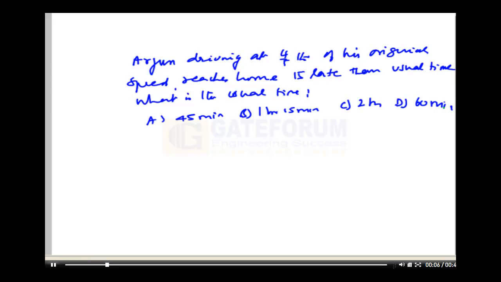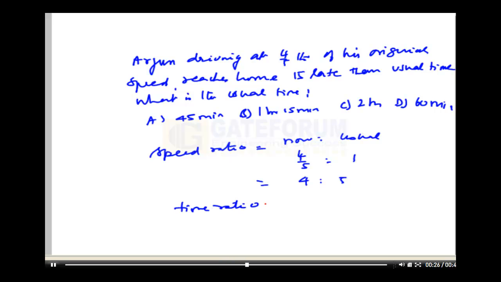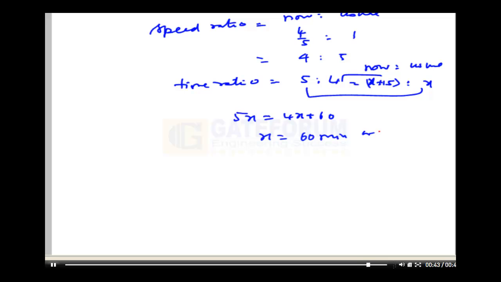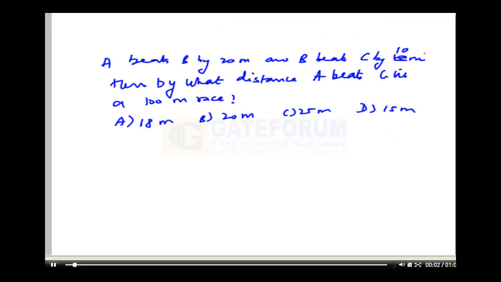Arjun, driving at 4/5 of his usual speed, reaches home 15 minutes later than usual time. What is the usual time? Speed ratio, we look at now versus usual. Now is 4/5, usual is 1, so 4 is to 5. And the time ratio will be the inverse, 5 is to 4. We look at now versus usual, so 15 minutes later now than usual x. So you get 5x is equal to 4x plus 60, or x is 60 minutes, or 1 hour.